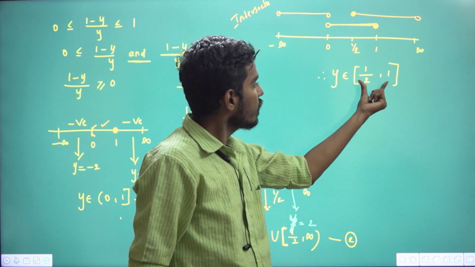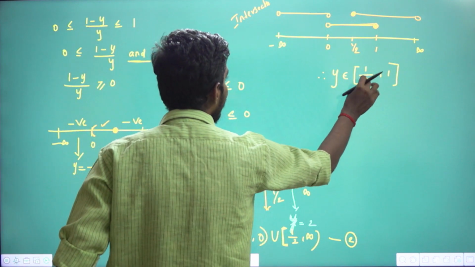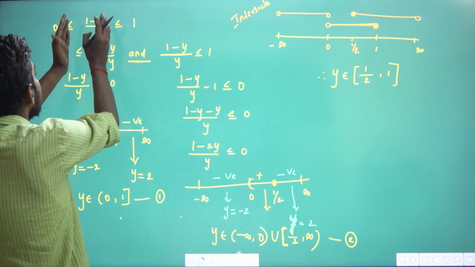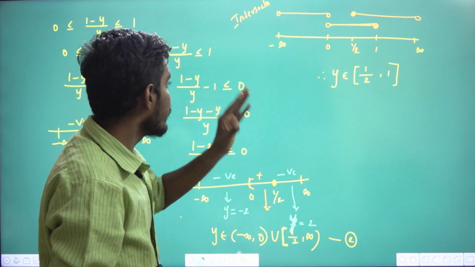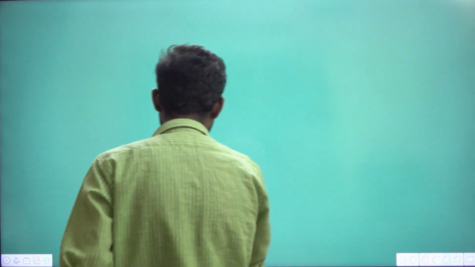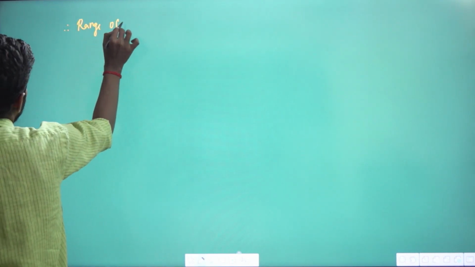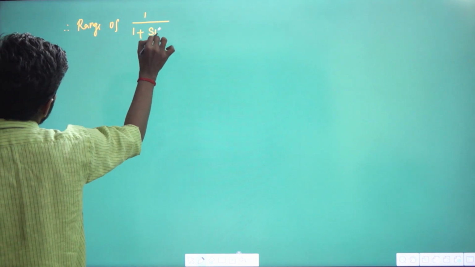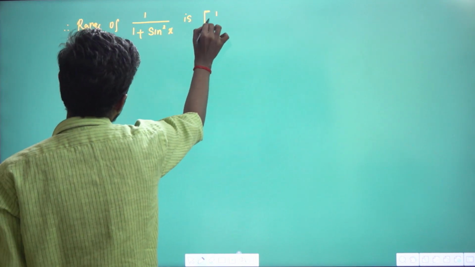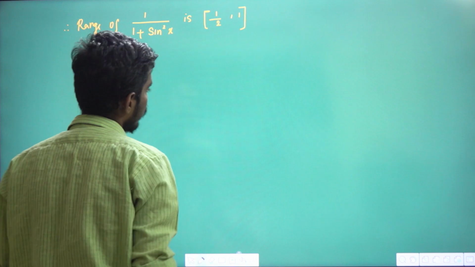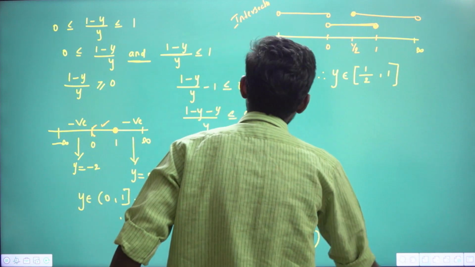So whenever your y belongs to the closed interval 1/2, 1, whenever you take any value in this interval and substitute here, this value will always be between 0 and 1. So whenever you take y in this interval, this is the range of f. Correct? So therefore the range of 1 divided by 1 plus sin square x is 1/2 to 1. So the output values are all in this interval. 1/2 to 1 is its range. Correct? Okay, now look carefully.